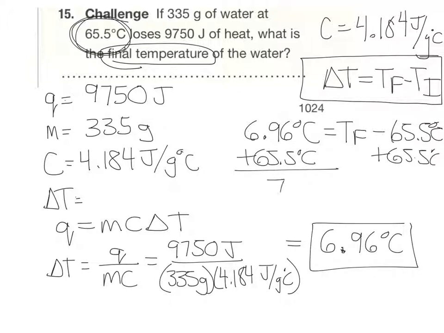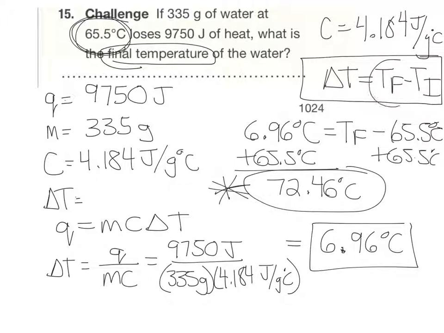And then we get a final answer of 72.46. So that 72.46 is our TF, which is what we were looking for in this problem. So that's our final answer.